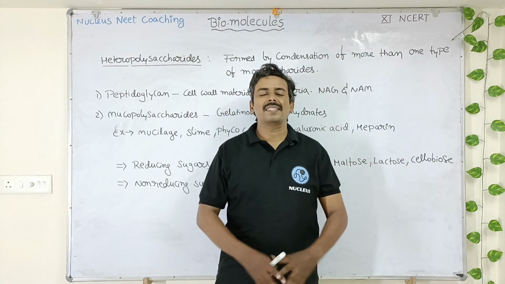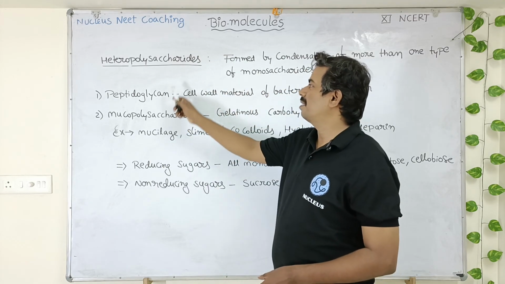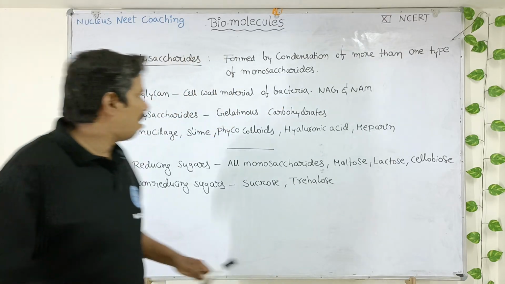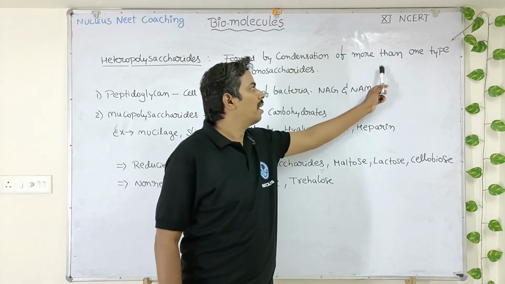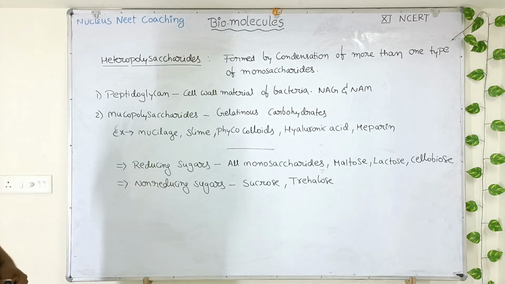Students, now we are going to discuss the last topic in carbohydrates, that is heteropolysaccharides. Heteropolysaccharides are those polysaccharides which are formed by condensation of more than one type of monosaccharides. Okay, now let us see some examples.